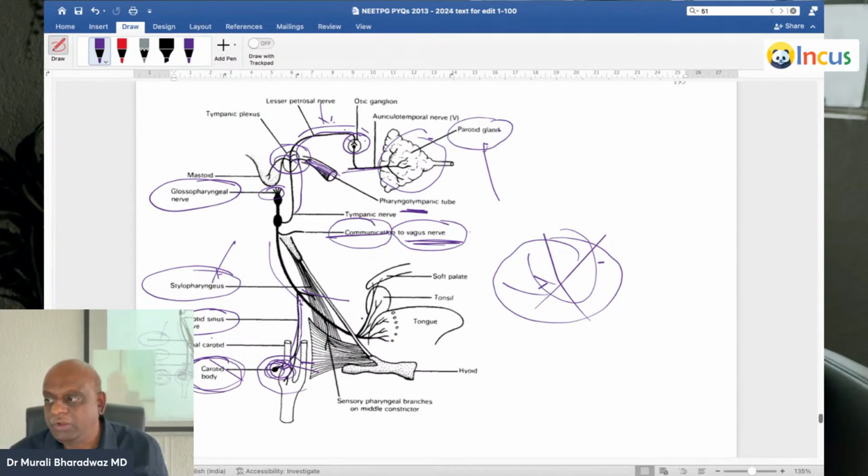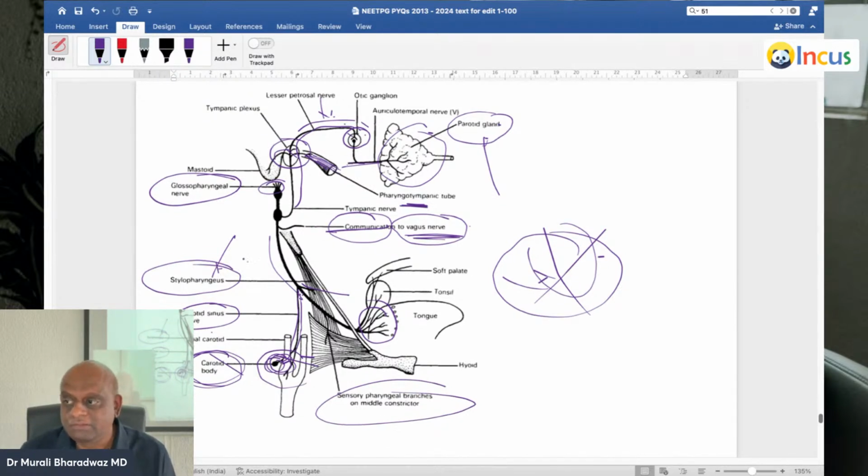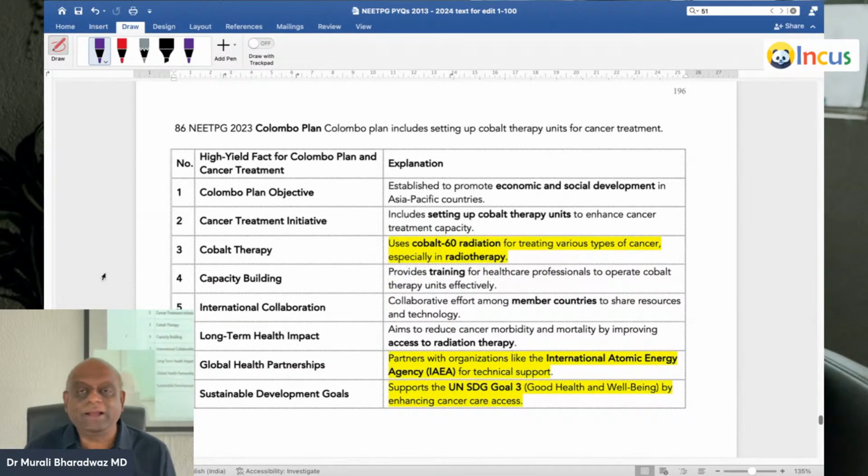Okay. Then also the glossopharyngeal goes and supplies the posterior 1/3 of the tongue. Anterior 2/3 of the tongue taste is by the chorda tympani division of the facial nerve. Posterior 1/3 is by the glossopharyngeal nerve, is what we need to remember. It also gives sensory branches to the middle constrictor muscle in the pharynx, and also it supplies stylopharyngeus.